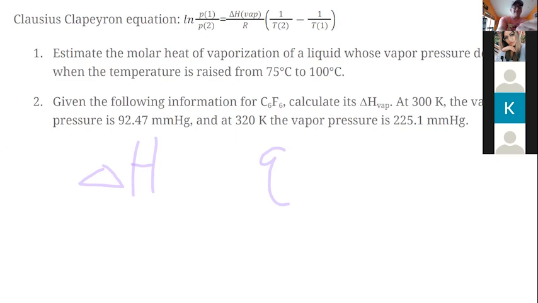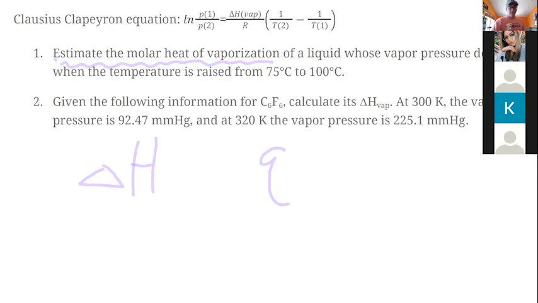So when it says estimate the molar heat of vaporization, it means you need a mole of stuff. How much heat would it take to evaporate a mole of a liquid to a gas? Or if it's something like dry ice that doesn't go through that transition, it just goes directly from a solid to a gas. What do we call that? Sublimation. Sublimation, exactly. So that would be the heat of sublimation.